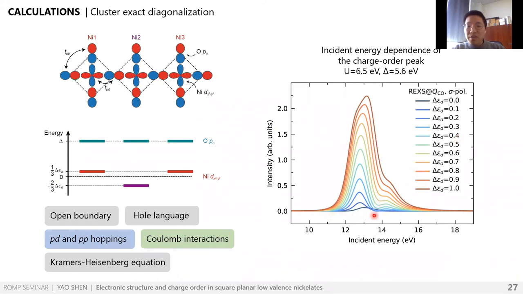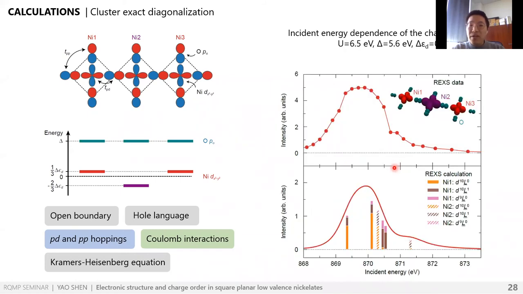Here is the incident energy dependence of the charge order peak intensity. With zero potential difference, you expect just some very weak background signals. With non-zero potential difference, there is some response from the charge order. And of course, with increasing potential difference, the charge order peak becomes stronger and stronger. But as you can see, with different delta epsilon d, the line shape is quite consistent: you have a strong peak and a shoulder. So eventually, we choose delta epsilon d equal to 0.8, much smaller than U and delta, so the electronic structure is not disturbed by the manually introduced potential difference.